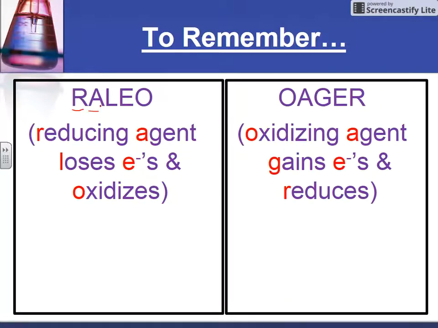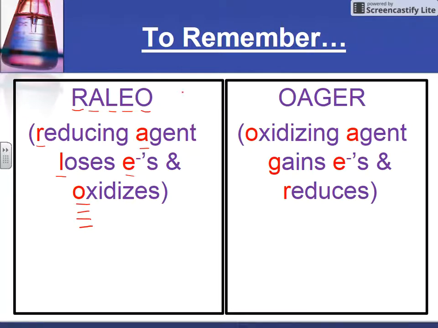RA, reducing agent, LEO, LEOs, the reducing agent LEOs. So if you look at that, I know it's not really a word, but think about the capital of North Carolina, Raleigh. So Raleigh helps us remember the reducing agent loses electrons, and in the process, it oxidizes.